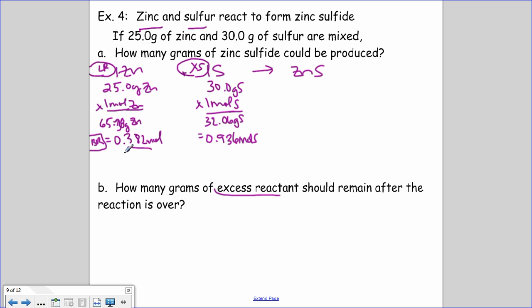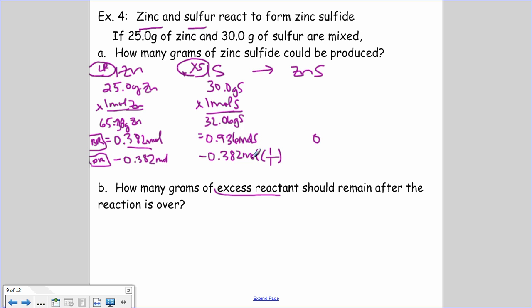Okay, so since the limiting reagent should totally be demolished, there's none of it left. During the reaction, I'm going to take away all of that. So minus 0.382 moles of zinc. And since this is a 1 to 1 mole ratio, I'm also going to minus 0.382 moles of sulfur because it's 1 mole of zinc per 1 mole of sulfur. Before the reaction started, we had 0 zinc sulfide.